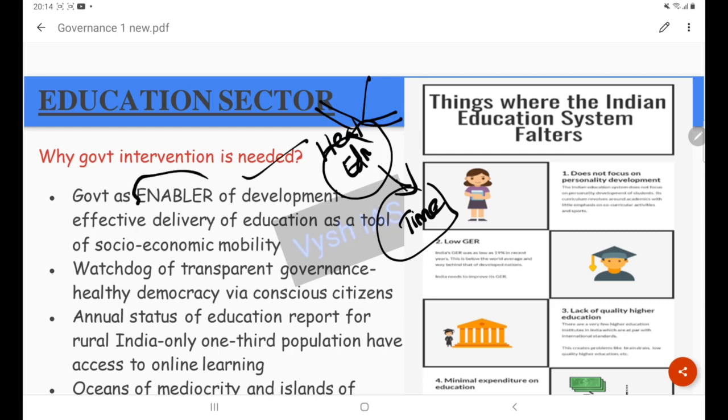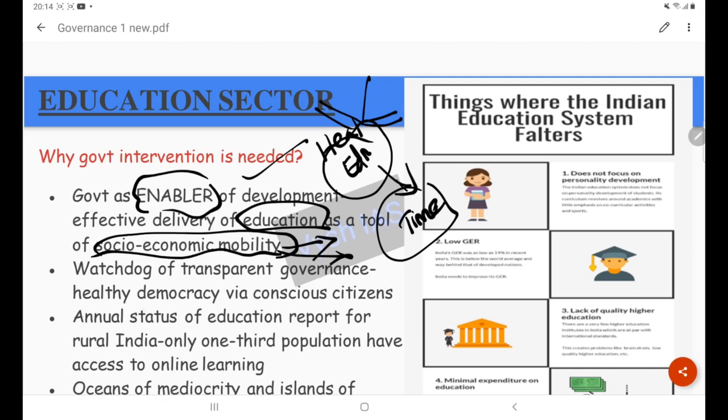Because it is embracing the role of a government as an enabler of development. See, government can't go to each section of the population and develop. Government can act as a facilitator. So if education is offered, it is going to offer a wider range of socio-economic mobility, in terms of financial stability, in terms of cultural stability. If education is given, all these things are going to be solved automatically.